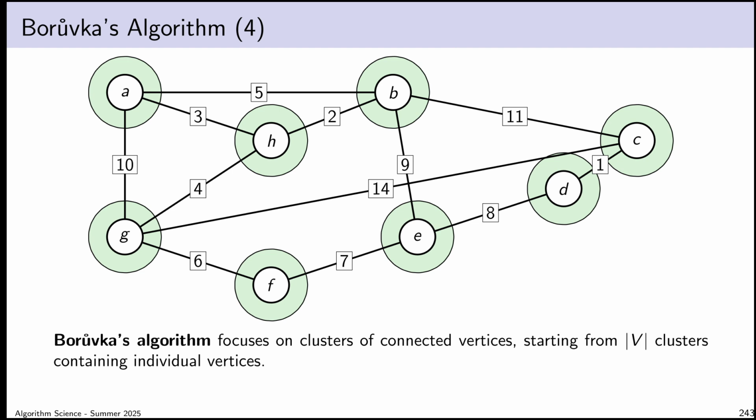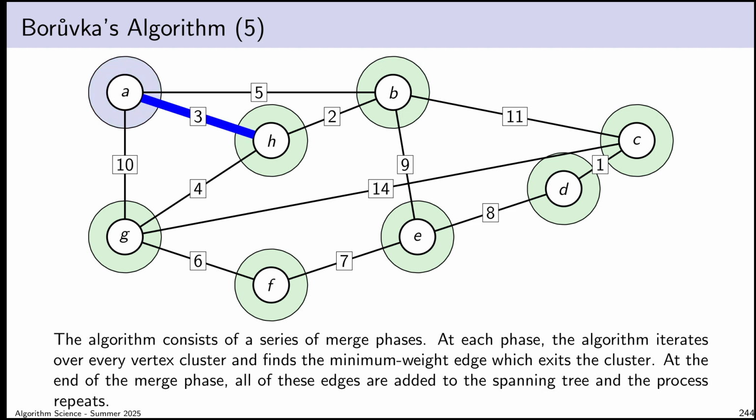So Borůvka's algorithm, unlike Jarník's algorithm, starts from one cluster per vertex. That is similar to Kruskal's algorithm. But unlike Kruskal's algorithm, it doesn't work with edges directly. It instead iterates over all the clusters and chooses an edge based on those. So we start with n clusters, so size of V clusters, each one with one vertex inside of it. And then the algorithm itself consists of a series of merge phases. Each merge phase consists of iterating over all clusters.